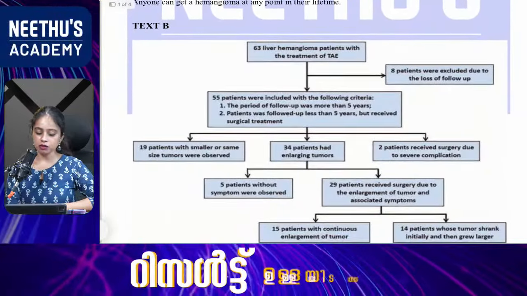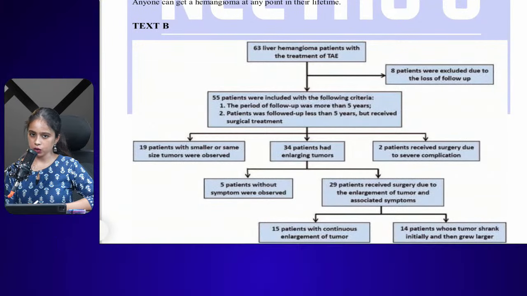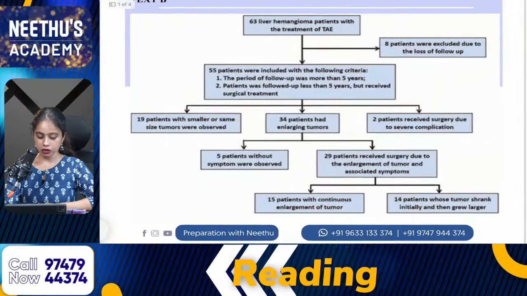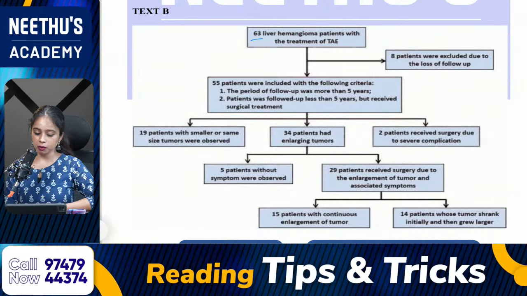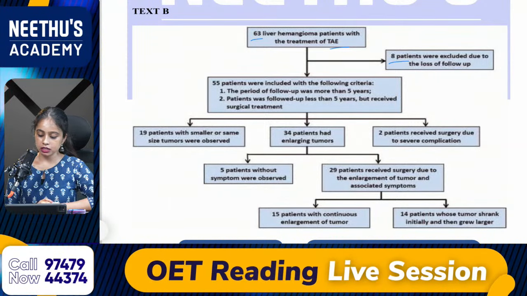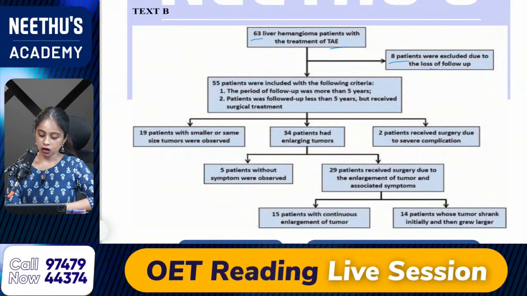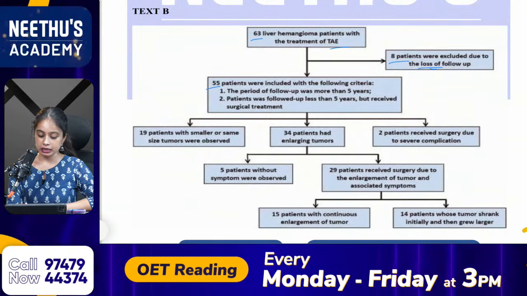Okay, so now we are moving to text B. As you know, one of the texts will be a pictorial. So here there is a pictorial. 63 liver hemangioma patients with the treatment of TAE. 8 patients were excluded due to the loss of follow-up. 55 patients were included with the following criteria.